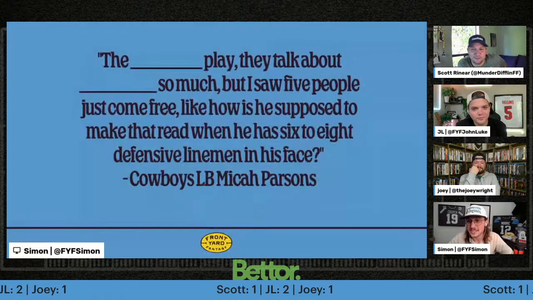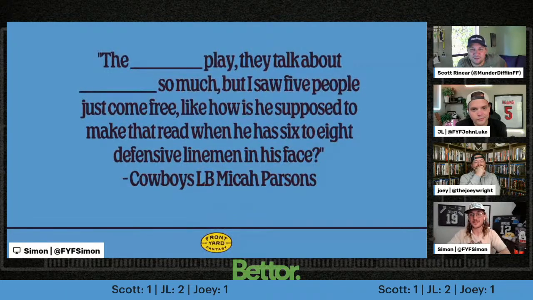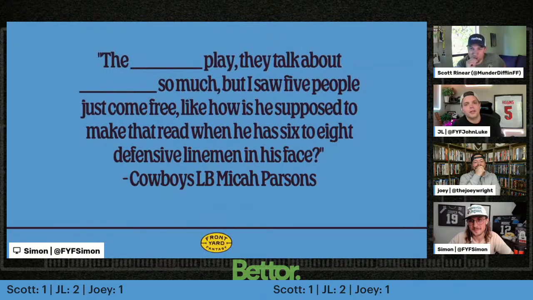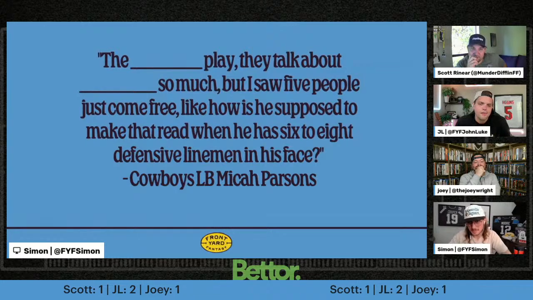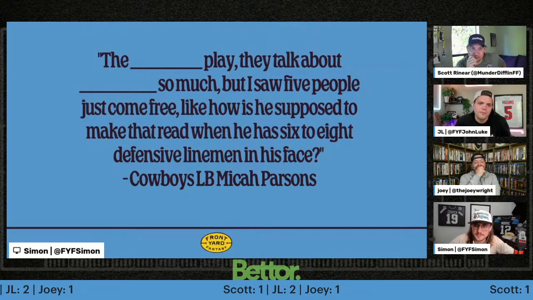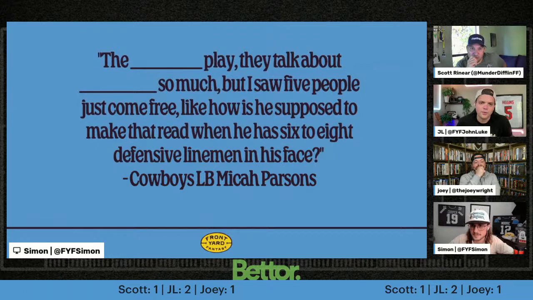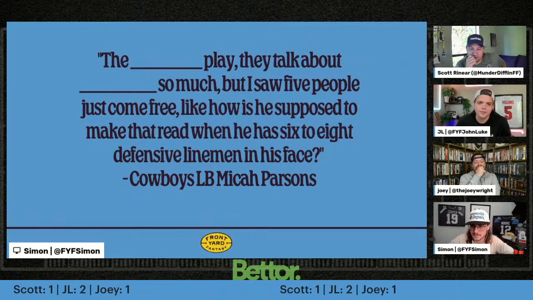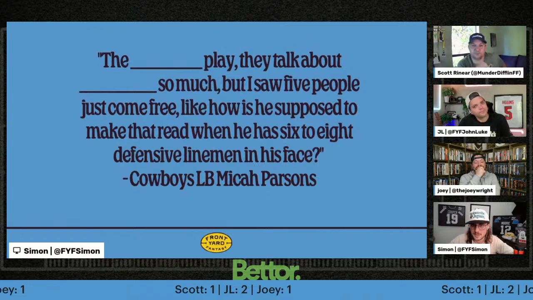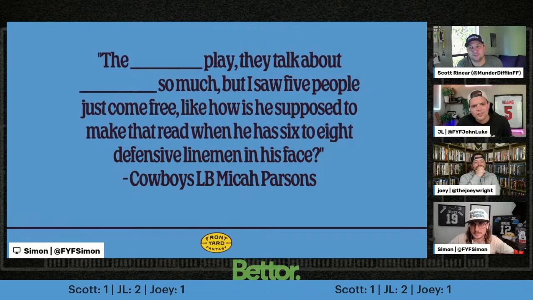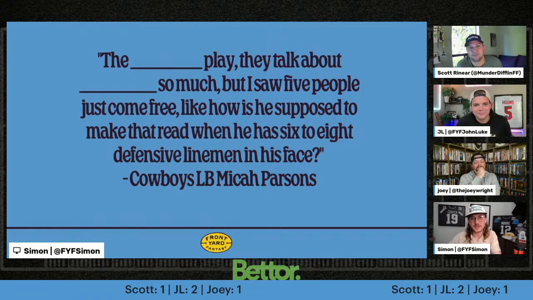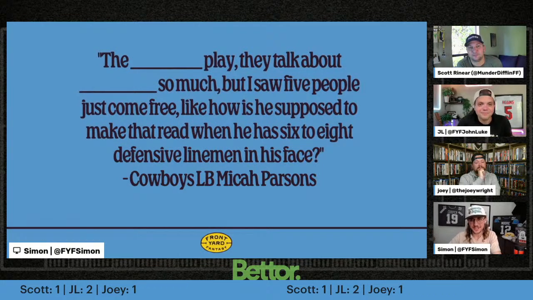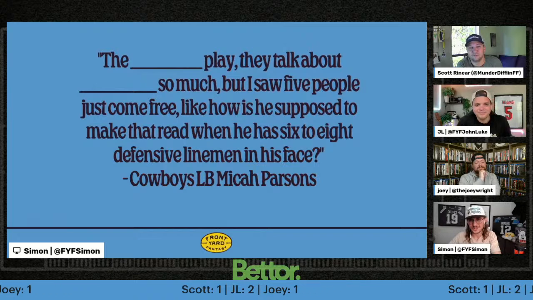John Luke, this will pass to you if you want to take a guess to try and steal the points here. The blank play, they talk about blank so much. And it is a player name, same name in both of those blanks. But I saw 5 people just come free. Like, how is he supposed to make that read when he has 6 to 8 defensive linemen in his face? Let's go with Cowboys linebacker Micah Parsons. You think he's talking about himself here? Final answer? Final answer. Unfortunately, incorrect.